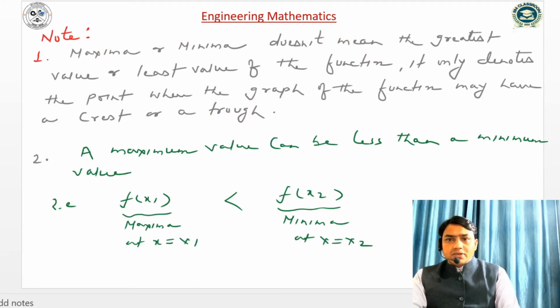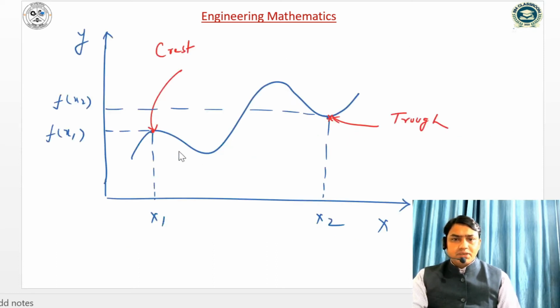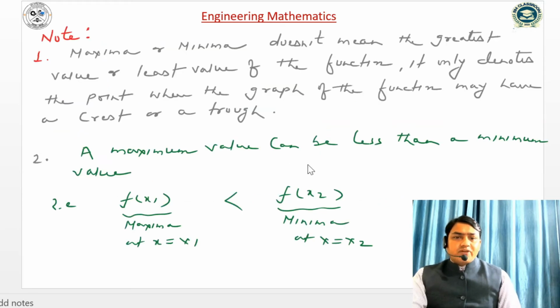This maxima or minima does not mean the greatest value or least value of the function. It only denotes the point where the graph of the function may have a crest or trough. Here we can see that this point is called the crest and this point is called the trough. A maximum value can be less than a minimum value. So it might be possible that a maximum value can be less than a minimum value.